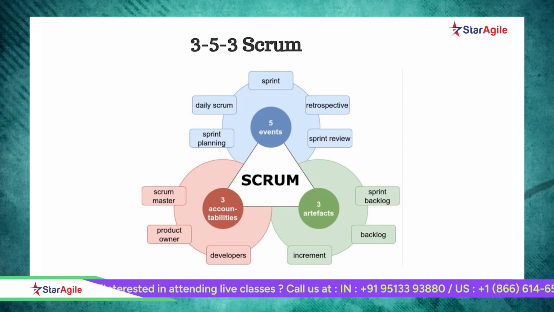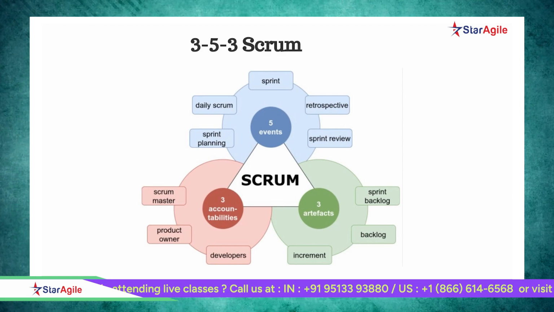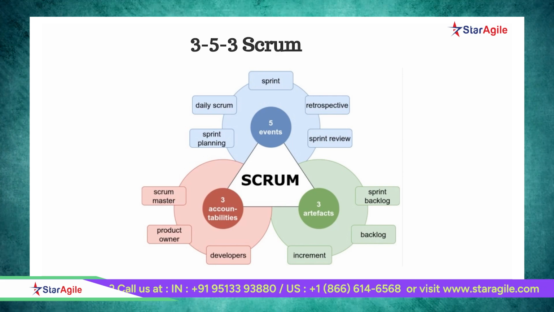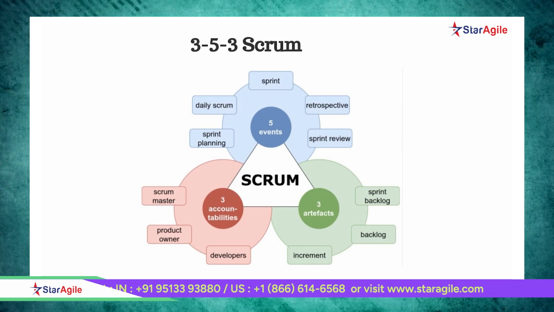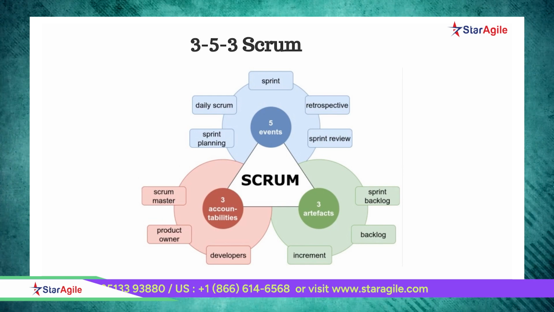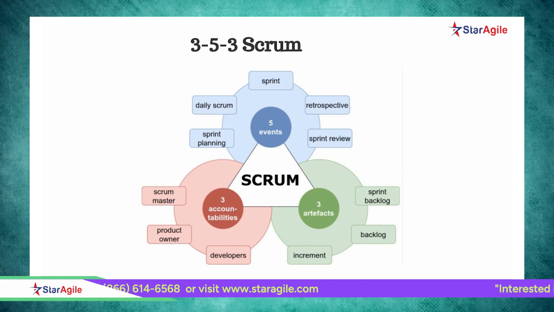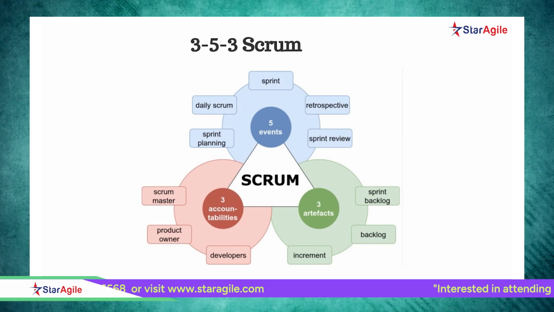Starting with the 3, the roles of product owner, Scrum Master, and the development team. Each role has distinct responsibilities but share a common goal, creating value. Next, the 5, the events.